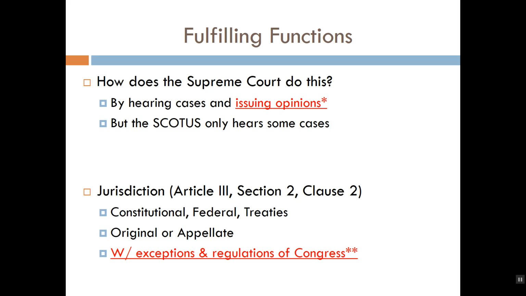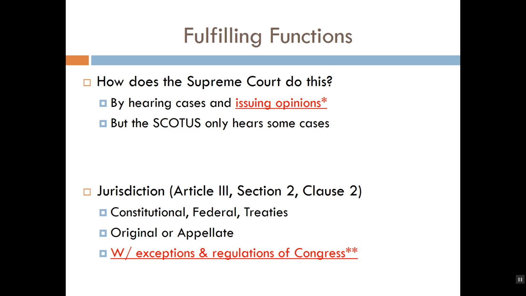So most of its cases are going to be heard on appellate jurisdiction, because the Constitution tells us that while the Supreme Court only has original jurisdiction in a certain number of specifically enumerated case types, it will also have appellate jurisdiction in all other cases with such exceptions and regulations as Congress shall provide.